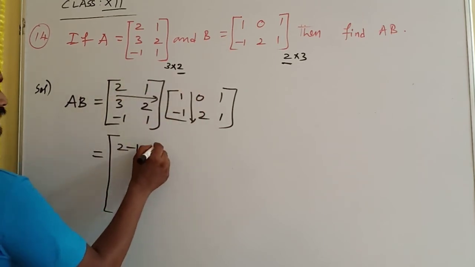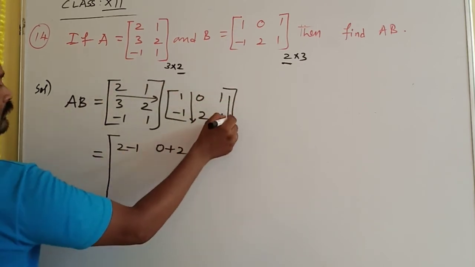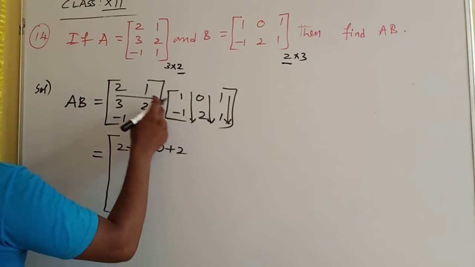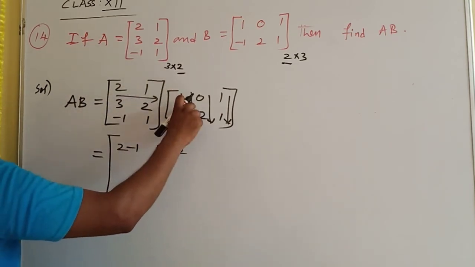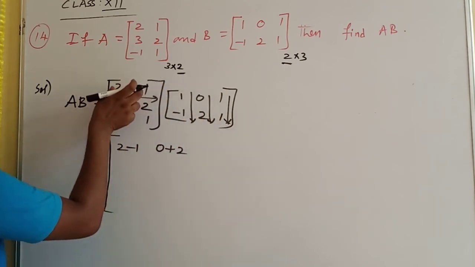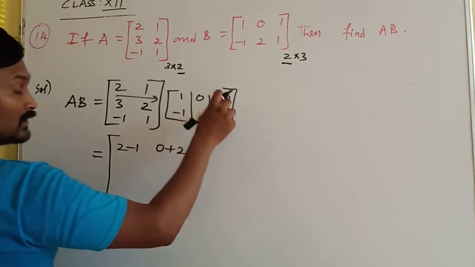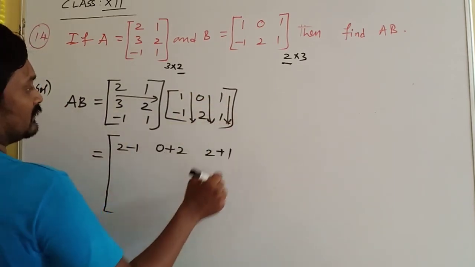Next, 2 zeros are 0. 1 twos are 2. 2 ones are 1. Now see, for the first element, first row, first column multiply. For the second element, first row, second column. For the third element, first row, third column. So now 2 ones are 2 plus 1 ones are 1.